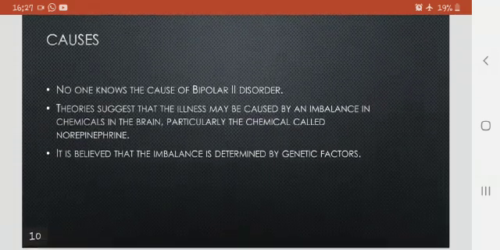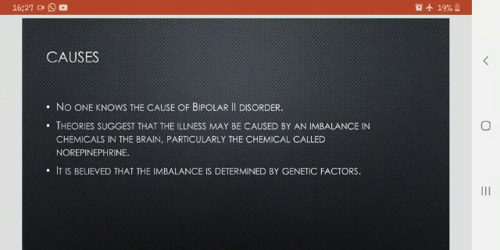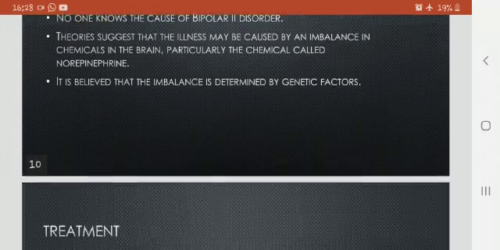So next one is the cause of bipolar 2 disorder. What are the causes of bipolar 2 disorder? No one knows the cause of bipolar 2 disorder. Theories suggest that the illness may be caused by an imbalance in chemicals in the brain, particularly the chemical called norepinephrine. So there is a decrease in the balance of norepinephrine in the brain. So that's why bipolar 2 disorder happens. It is believed that the imbalance is determined by genetic factors.